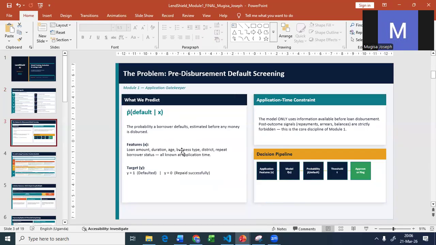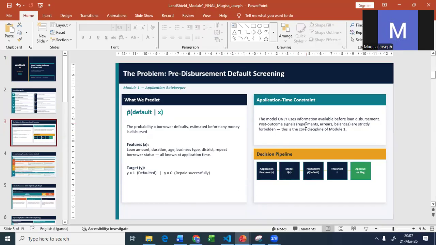The problem. Here we are looking at pre-disbursement default screening. So what are we actually predicting? We are predicting some target Y. Our target is defaulted, which we engineered. We just engineered those targets. And we have pre-disbursement features, like the loan amount, duration, age, business type, and the rest.